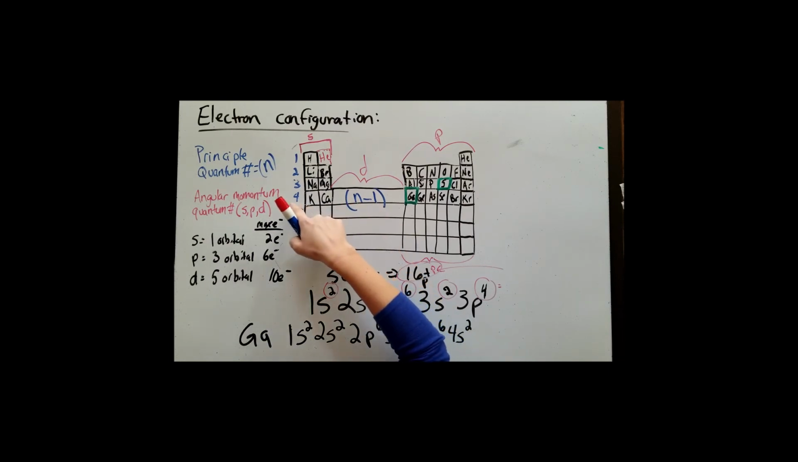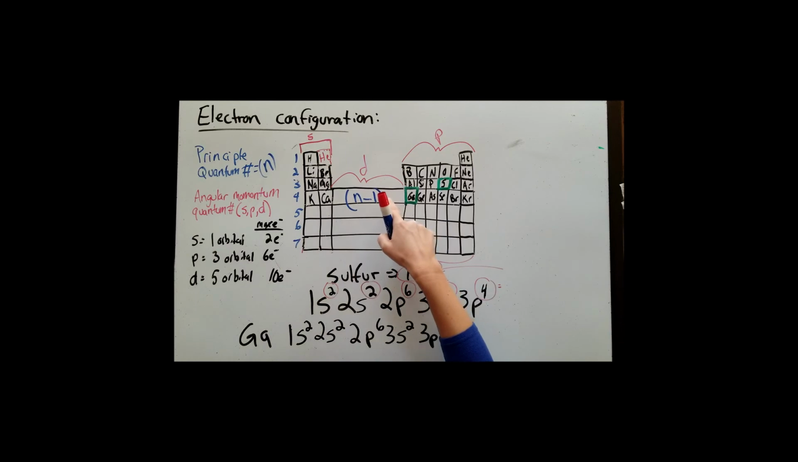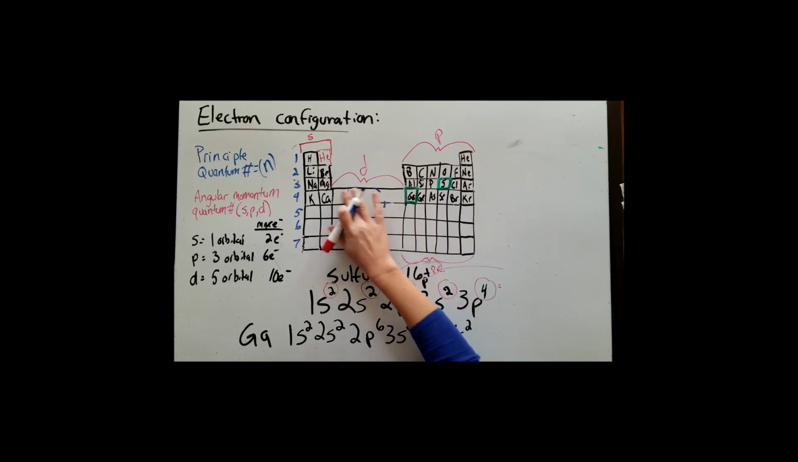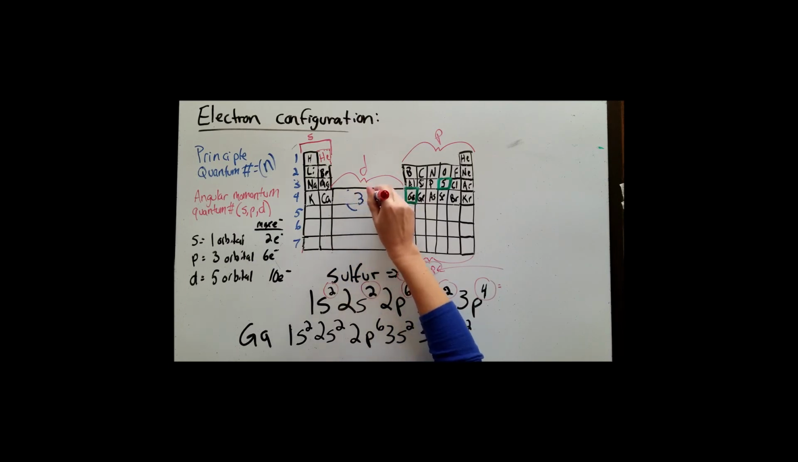So if I'm in period 4, once I hit the D block, that means I'm not in the 4Ds. I'm one less, so I'm in the 3Ds. More specifically, these are going to be the 3Ds. These will be the 4Ds. This will be the 5Ds.